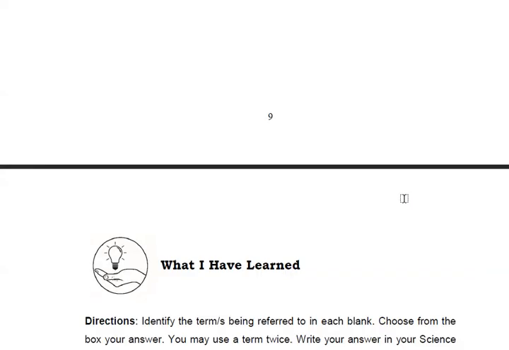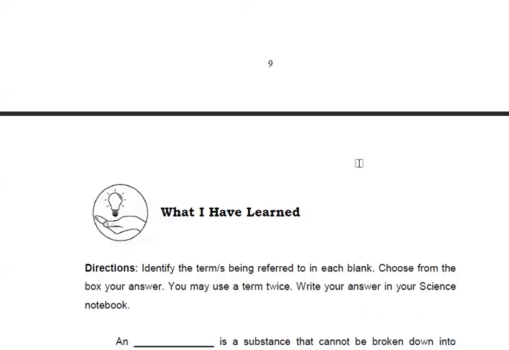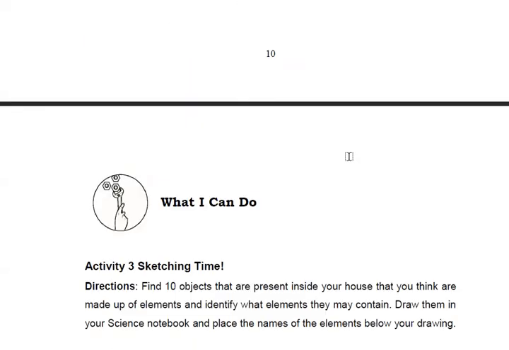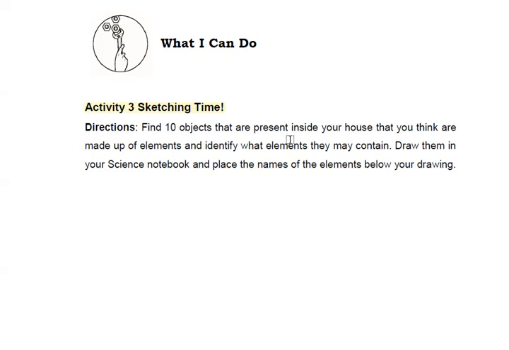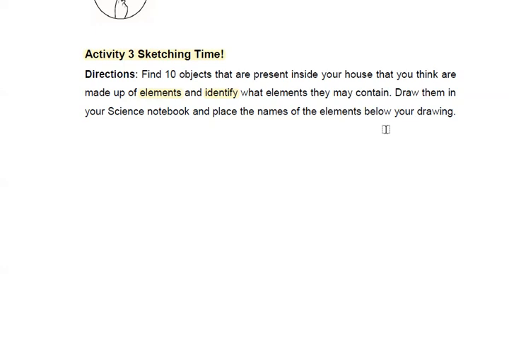After doing that, go to activity number 3, sketching time. Directions: Find 10 objects that are inside your house that you think are made up of elements and identify what elements they contain. Draw them in your yellow pad paper and place the names of the elements below your drawing.